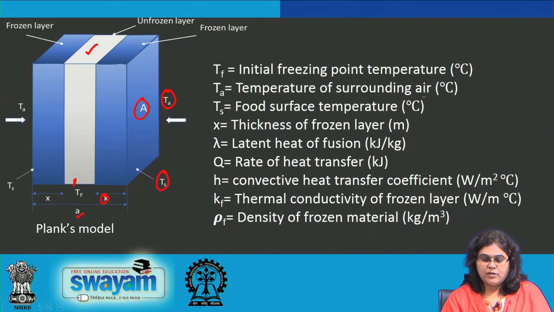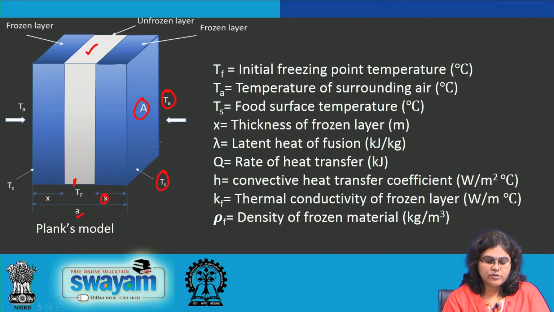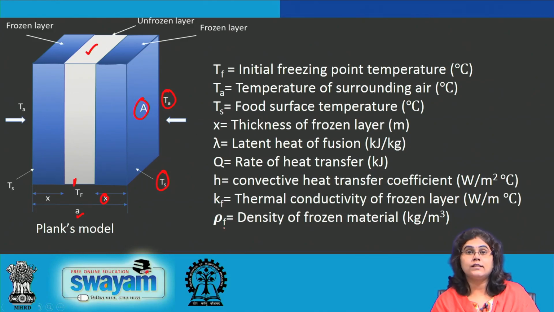Ta is the temperature of the surrounding air which is normally the cold air, Ts is the food surface temperature, x is the thickness of the frozen layer, lambda is the latent heat of fusion, and rate of heat transfer we are designating as Q. Convective heat transfer coefficient is h, watt per meter square degree C, and Kf is the thermal conductivity of frozen layer, and rho f is designated as the density of the frozen material.